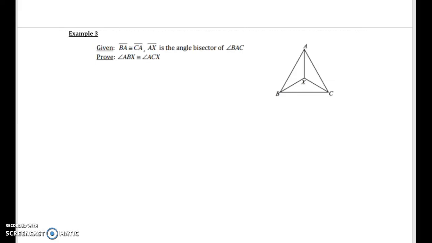Unit 4, Lesson 5, example number 3. This will be the flow-proof example. So let's take a look at what we're asked to do here.